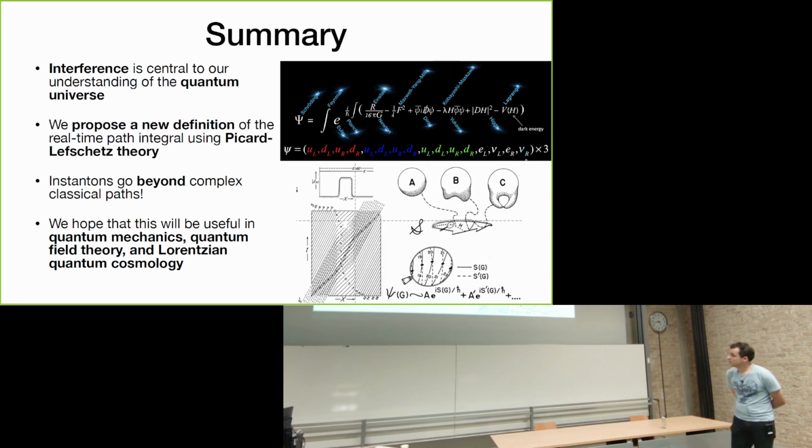It seems that instantons go beyond complex classical paths, which I find still astonishing and would like to learn more about. And I hope that these techniques will ultimately be applicable to quantum gravity, where we can try to rigorously define the path integral for gravity and start to evaluate it in different circumstances without having to fudge anything or without having to do questionable steps.